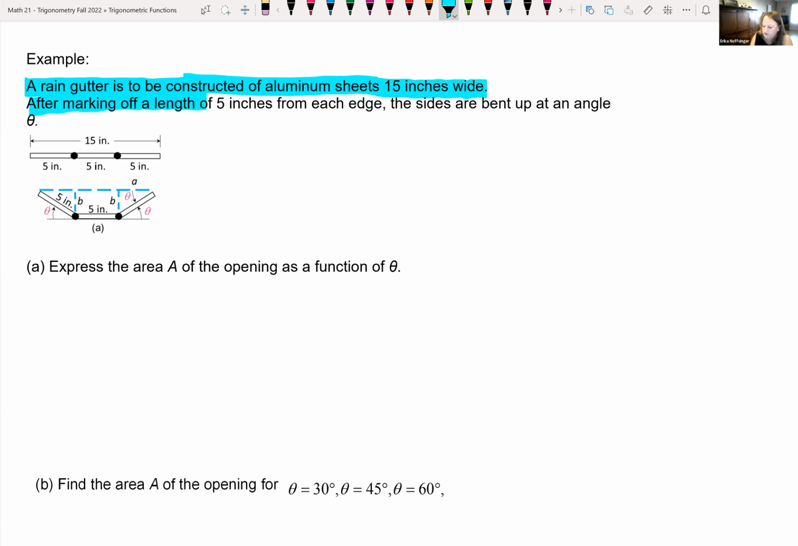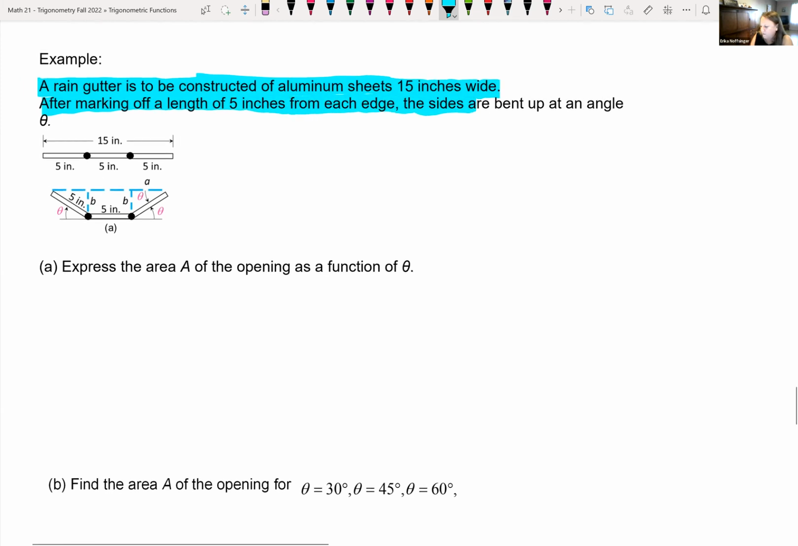After marking off the length of 5 inches from each edge, the sides are bent up at an angle of theta. So in front of you, you see this aluminum sheet. They did 5 inches from each edge. Since it was 15 inches, the middle piece is also going to be 5 inches. And they rotate this up.